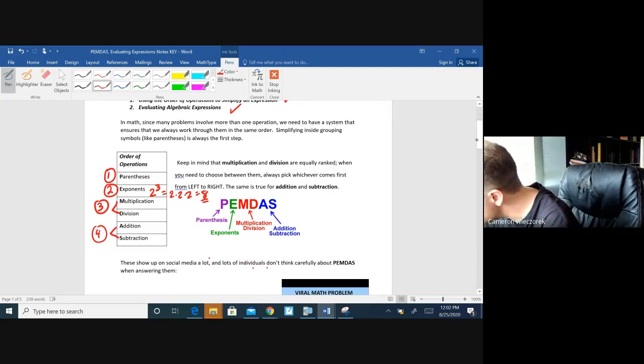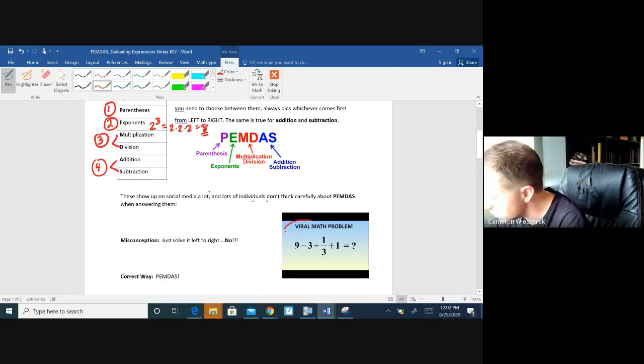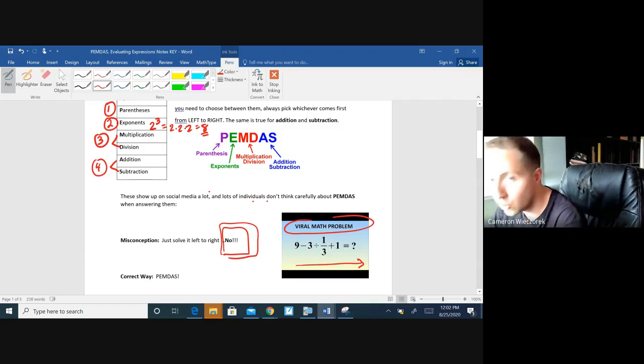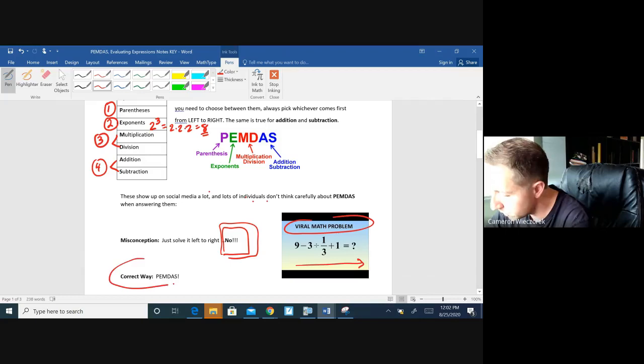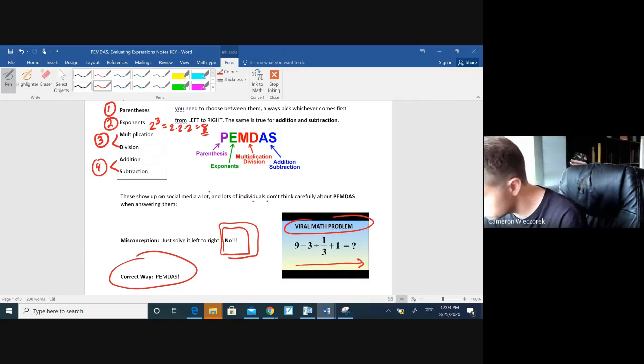I sometimes see these viral posts on Facebook or social media, the viral math problem. And usually a lot of people get them incorrect because they just want to evaluate it from left to right. No, I'm going to put a big box around that. No, don't do that. Did I make it clear enough? Should you do that? No. You don't want to just solve it from left to right. The correct way to go about it is using the order of operations. Parentheses, then exponents, then multiplication or division, whichever one shows up first. And then addition or subtraction, whichever one shows up first.